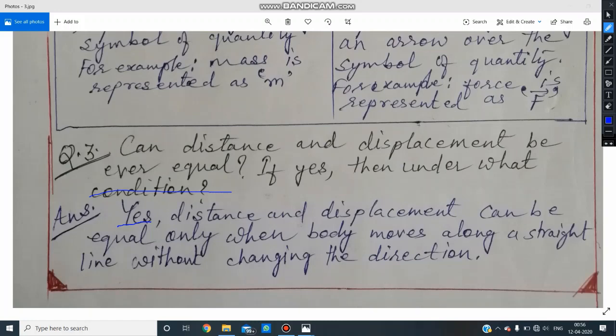Then you have to give under what condition. This is possible only when the body moves along a straight line without changing its direction. That is, when the body is moving along a straight path and it's not taking even any turn, then it is possible that the distance and displacement will be equal to each other. So these were some starting level questions.